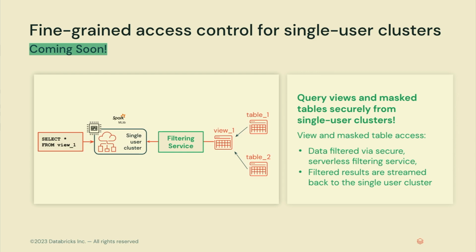So how this will work is when you do select star from a view or a table secured by fine-grained access controls, the data will be pre-filtered through this serverless filtering service, ensuring that only the records that you're allowed to see make it onto that cluster, meaning that you can both run arbitrarily complex workloads while getting the same level of access on your shared clusters and single-user clusters. So we're really excited about this, and there'll definitely be more announcements about this in the future.